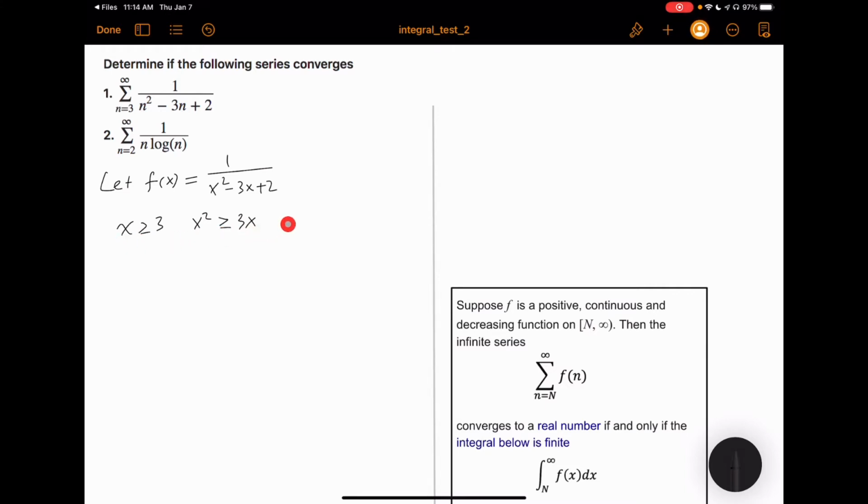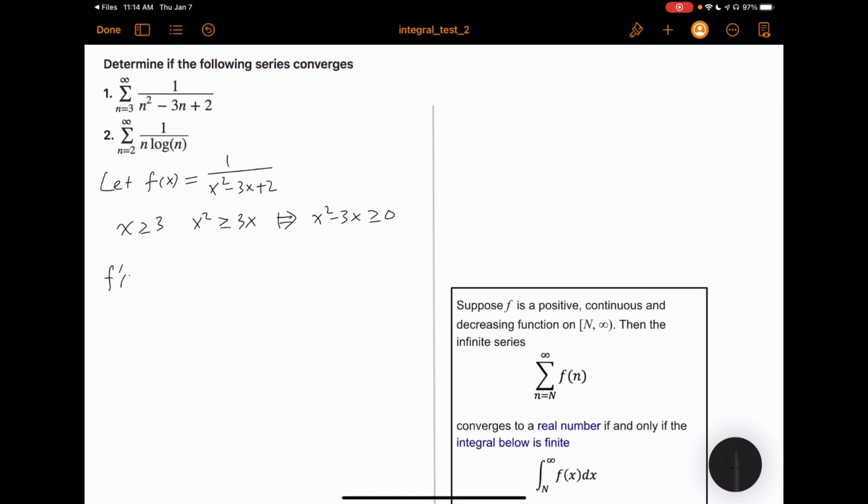So this implies x squared subtract 3x is greater than or equal to 0. So that means that the denominator is greater than 0, right? So this is positive, so f(x) is positive. Obviously, f(x) is also continuous. Is f(x) decreasing? So let's look at the derivative of f(x).